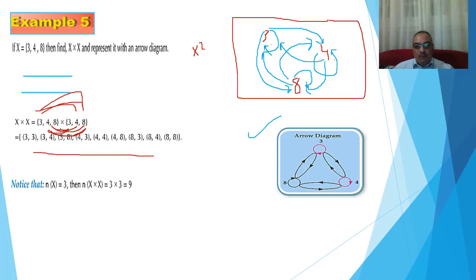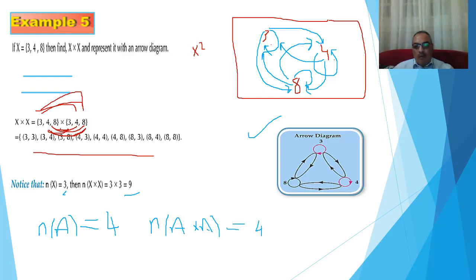Arrow diagram. Note that the number of elements of X is 3 elements. But the number of elements of X product X is what? It is 9. Why 9? 3 times 3. If the number of elements of any set A is 4, the number of elements of A product A will be 16. Why 16? 4 times 4. Okay?